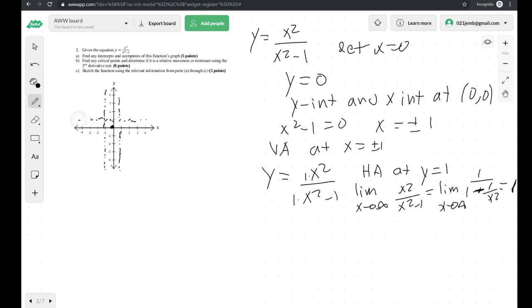Okay. So we have 3 asymptotes, 1 x-intercept and one y-intercept. So that's part A. Pretty easy, right? 5 points right there. Okay, now let's do part B.